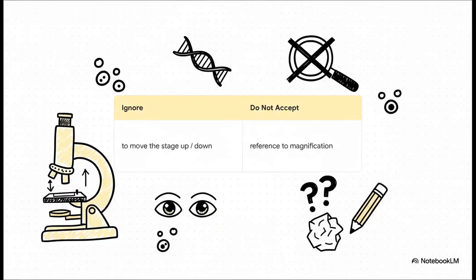And here are those secret examiner's notes again. If you just say it moves the stage up and down, well, that gets ignored. You're just describing what it does, not its function. And here's the big one. Any reference to magnification is a definite do not accept. Focusing and magnifying are 2 totally different things, and the examiner is specifically checking if you know the difference.